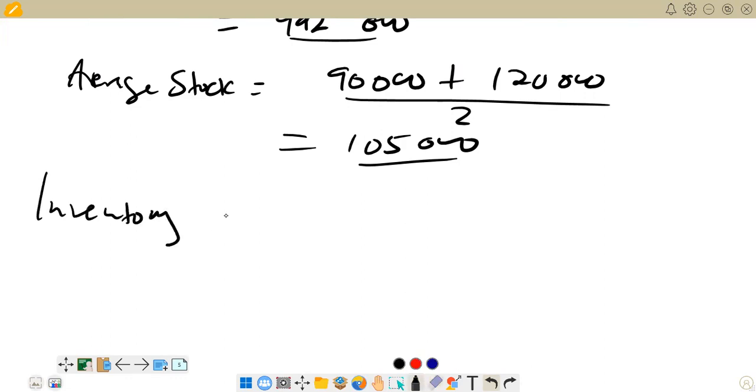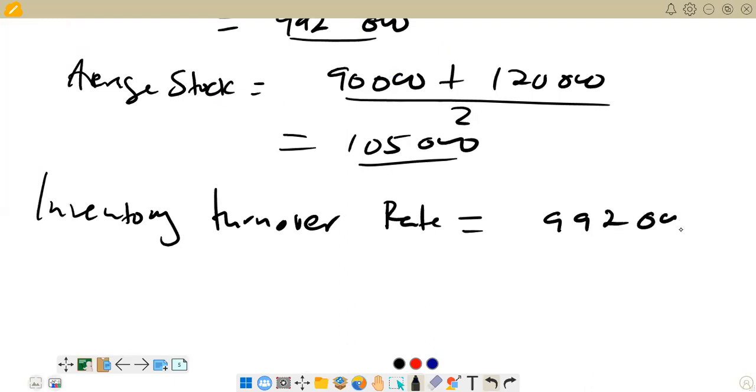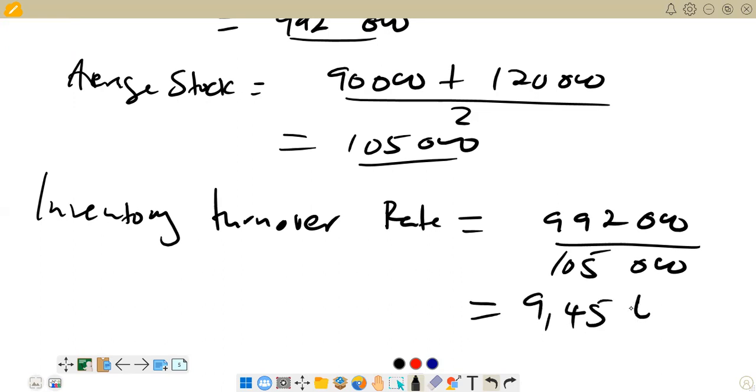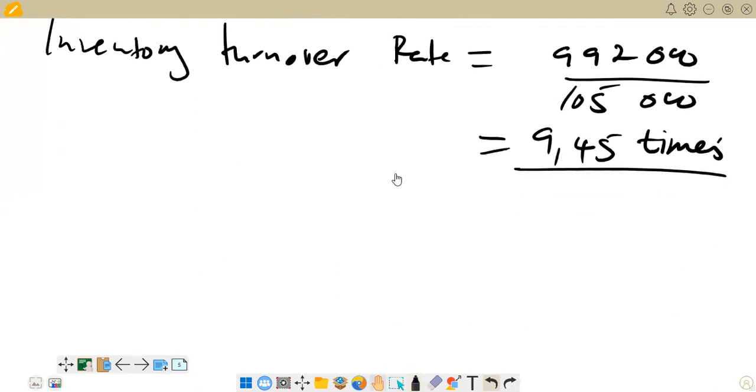Inventory turnover rate is equal to 992,000 divided by 105,000. The answer that you are supposed to get should be in the form of times. So it's 9.45 times. So this is the answer. We should know that our inventory turnover rate is presented in the form of times. So this is what we have on that one.